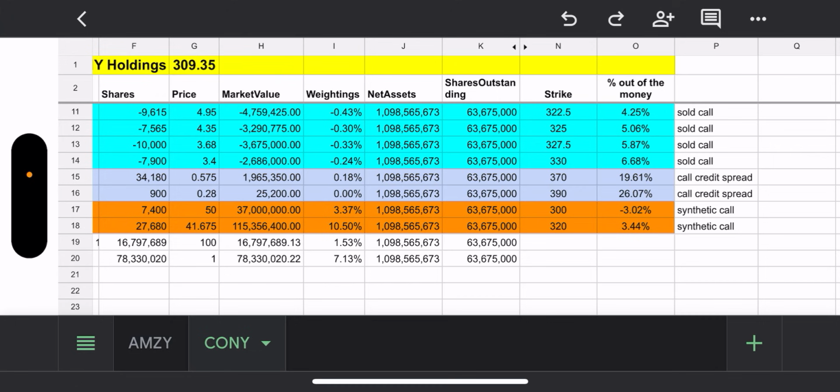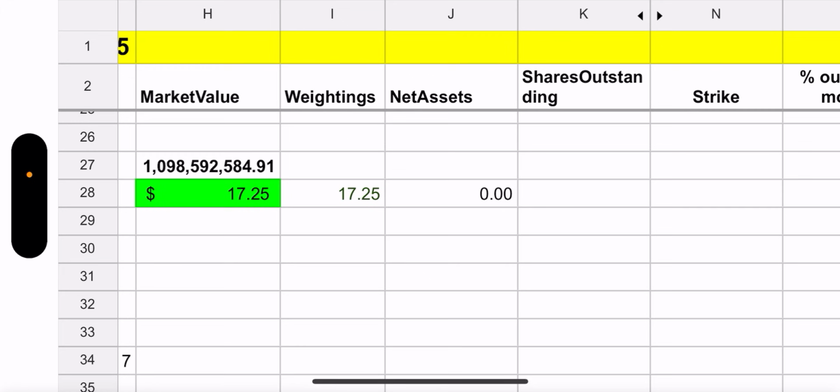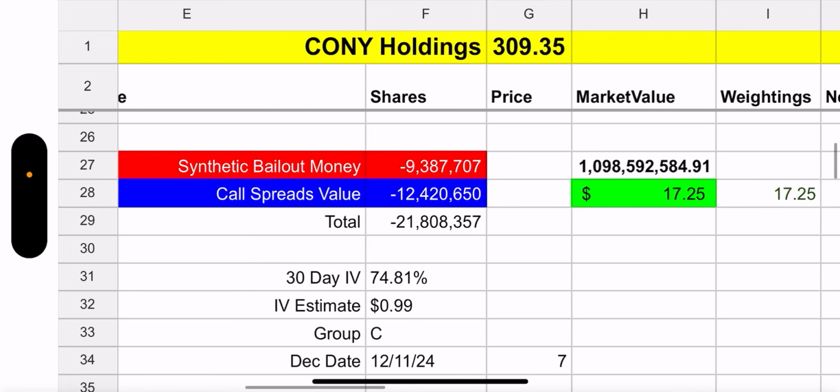They could certainly blow past these. But again, we can only say so far, so good. The fund is over $1 billion, and the NAV is 17.25, same as the trade price. So what a recovery, man. What a story for CONY.